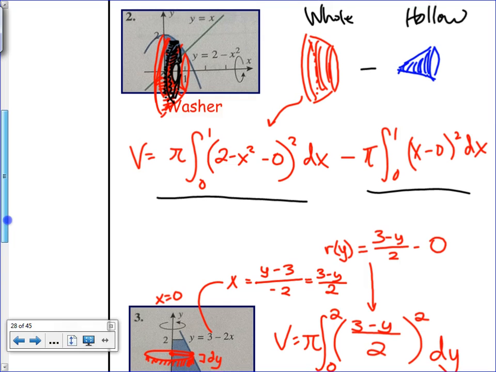Question, why was it a washer? Why is it hollow? Focus. The why is the problem. There's a hole in the middle, and it's not flush with the axis. Look at all that empty space. If I put my hand in there and it's spinning around, am I good? Yeah, as long as my hand's not too fat. Stick it in, I'm good, right?